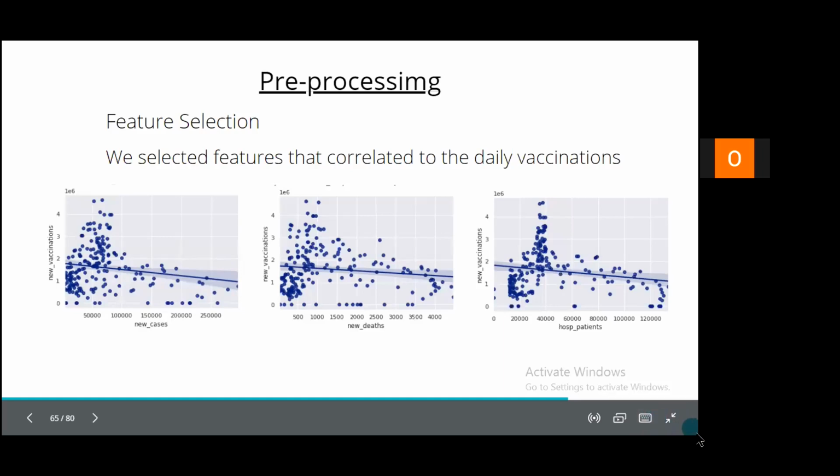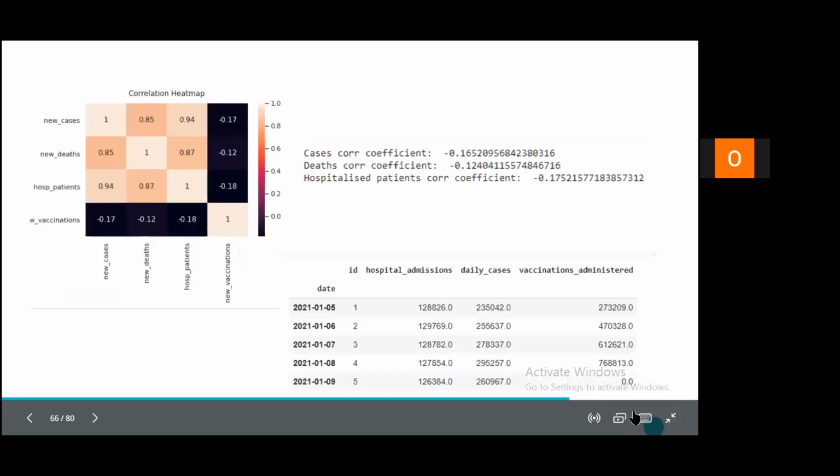And we need to look at features that actually are related to vaccinations. From our columns, we chose to use the cases, deaths, and hospitalizations, because you see they're actually related. In addition to that, you also have to make sure that the features you have chosen do not relate to each other, because this would overload your model and would cause errors. From that, we are able to see that cases and deaths were correlated. We chose cases because it had a better relationship with the vaccinations.